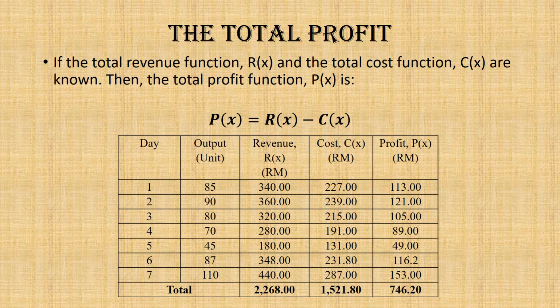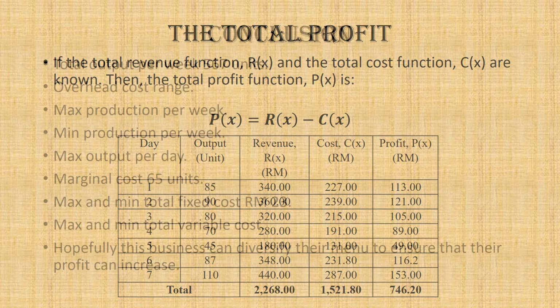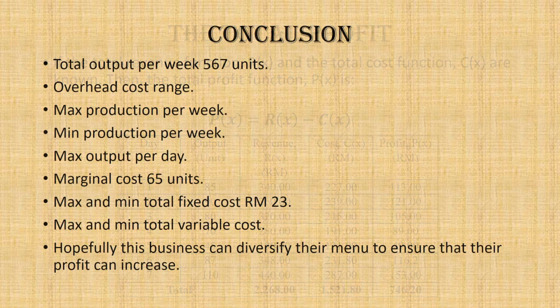So our total revenue is 2,260 ringgit. Our total cost C(x) is equal to 1,521 ringgit and 80 cents, and our total profit P(x) is 746 ringgit and 20 cents.